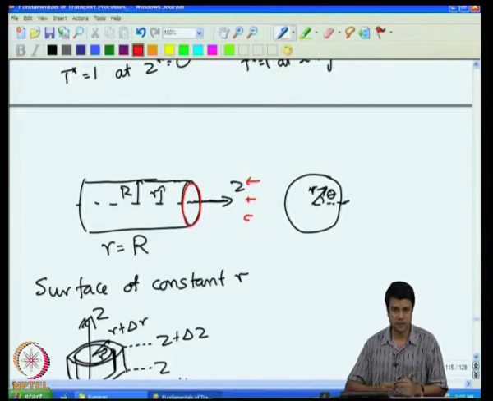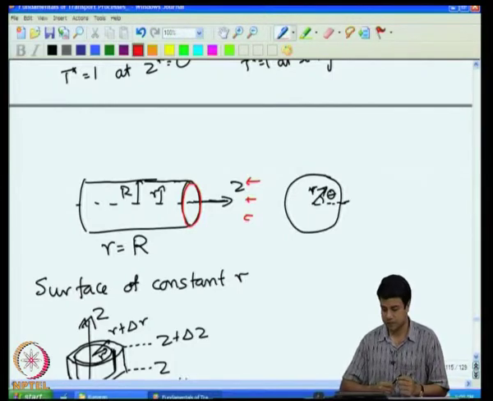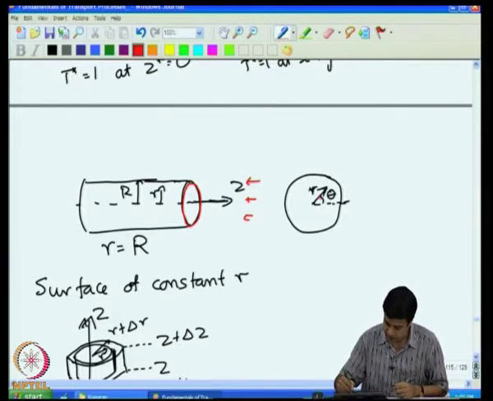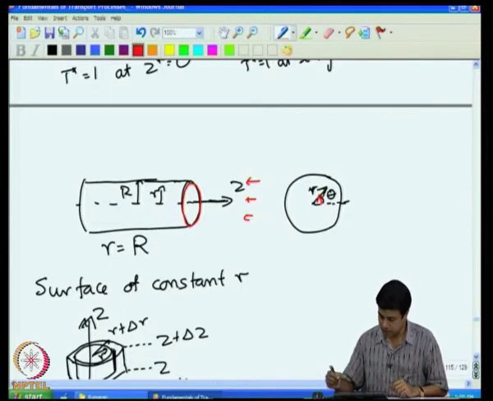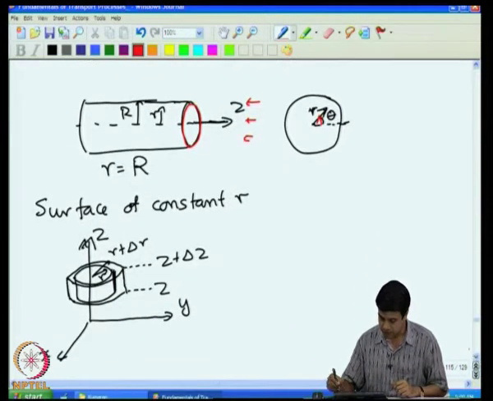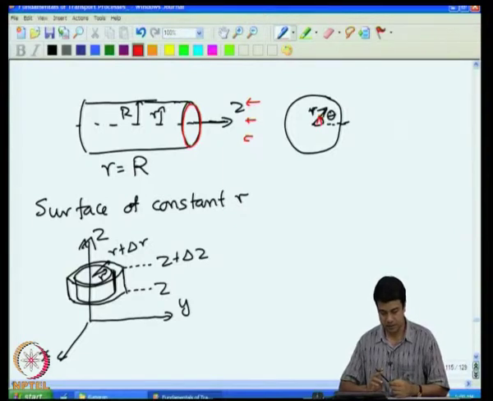You need 3 coordinates to specify any position in 3-dimensional space, and that third coordinate is the angle that the radius vector makes with any particular axis. Usually, it is taken as the x axis. The angle that the radius makes with the x axis is given by the coordinate theta. Note that theta is dimensionless. r has dimensions of length, z has dimensions of length. So, how do I relate r, theta and z to x, y and z?